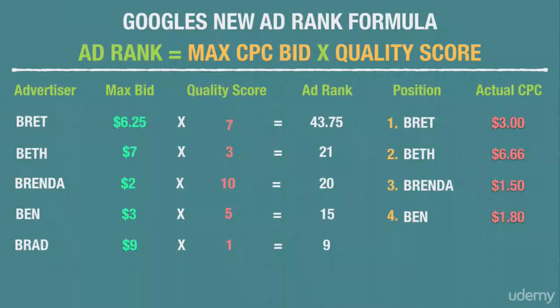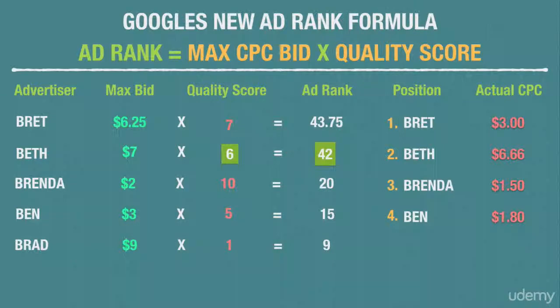So we see what a huge role your keyword level quality score actually plays in determining how much you end up paying for an ad click. Now let's take a look at this a little further. Say Beth improves her quality score and she turns her 3 into a 6. So now her ad rank is a 42.